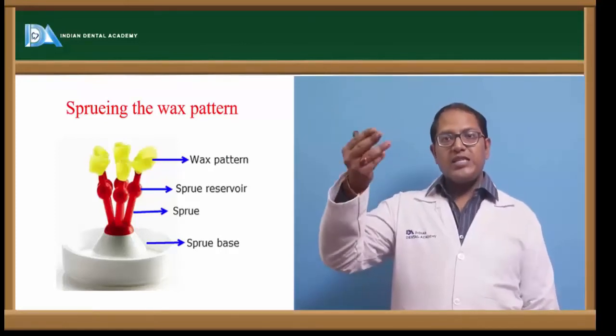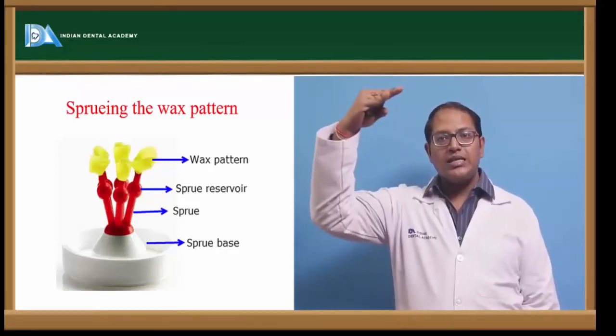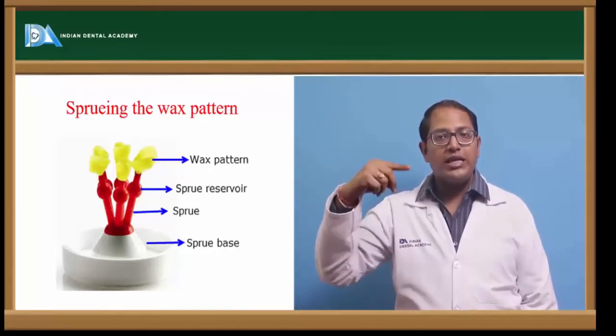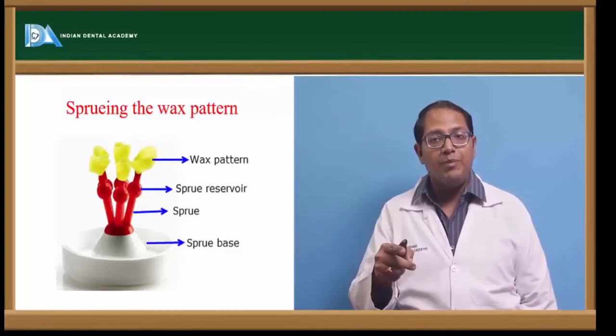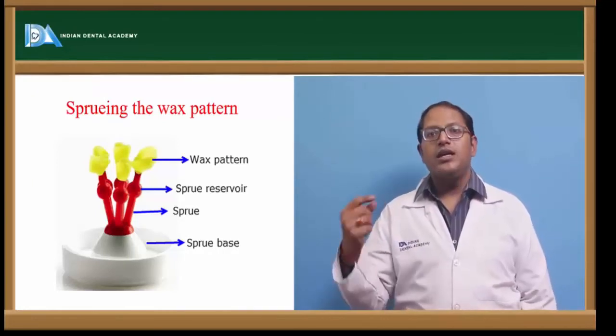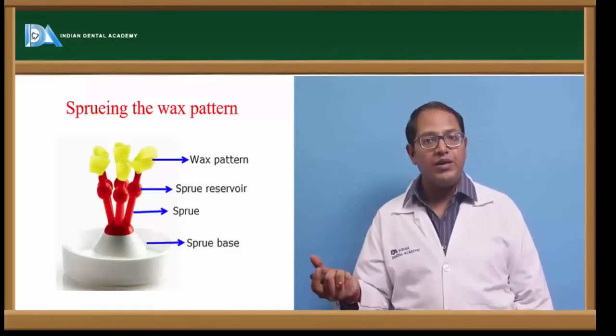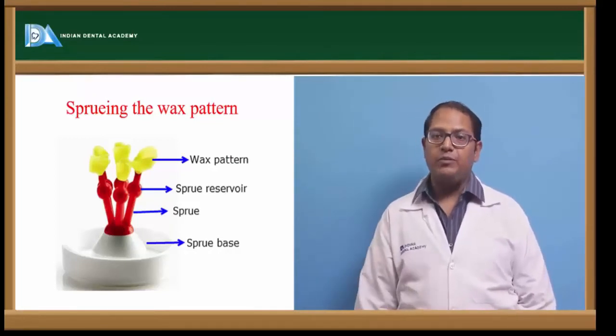If the distance from the wax pattern to the casting ring is not proper, 3 to 4 mm for phosphate bonded and 6 mm for gypsum bonded, then what will happen? Back pressure porosity. If the diameter of the sprue is not proper, then what will happen? Suck back porosity will take place.